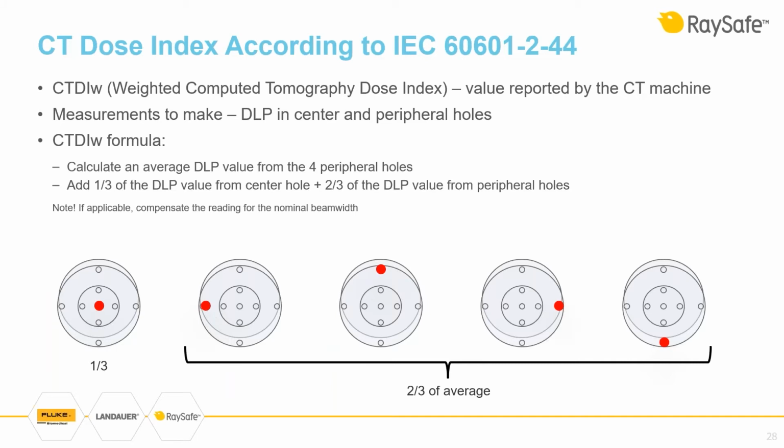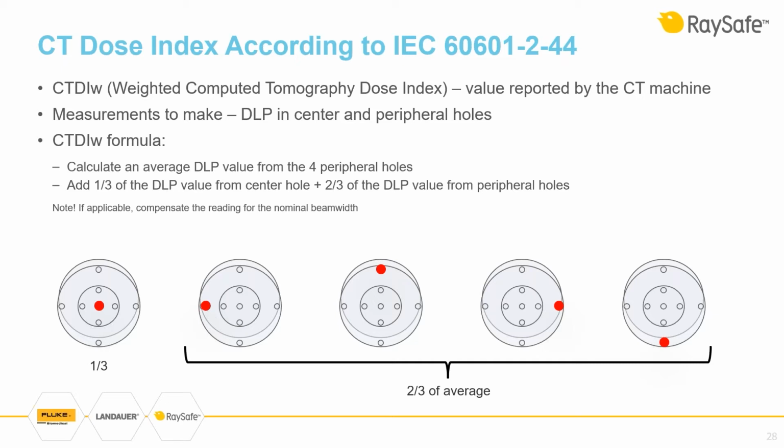CTDI reported by the CT machine for actual scan is defined as CTDI-W, or weighted CTDI. It is most often measured with a 100mm pencil chamber. The weighted CTDI is calculated based on measured results where the sensor is irradiated at several points throughout the CTDI phantom, combined with different settings on the machine.